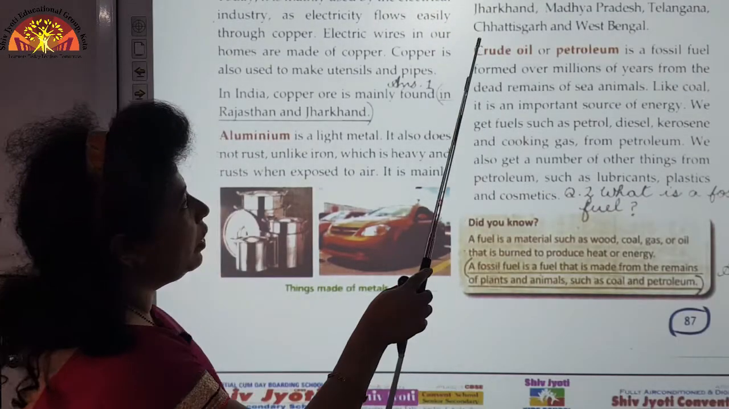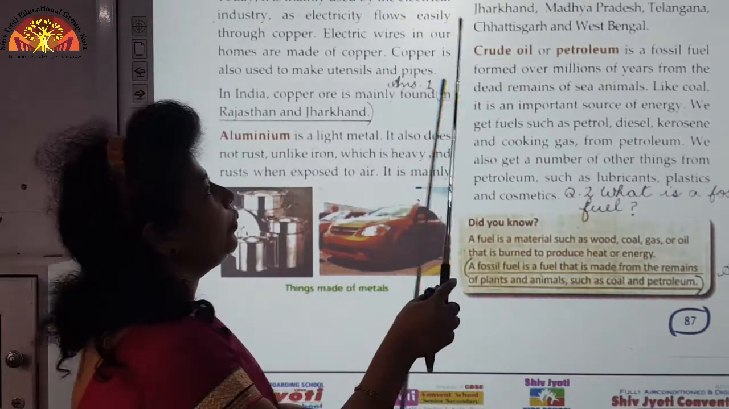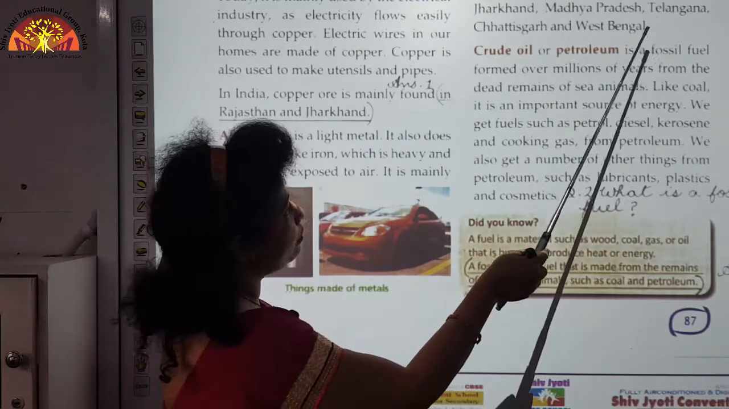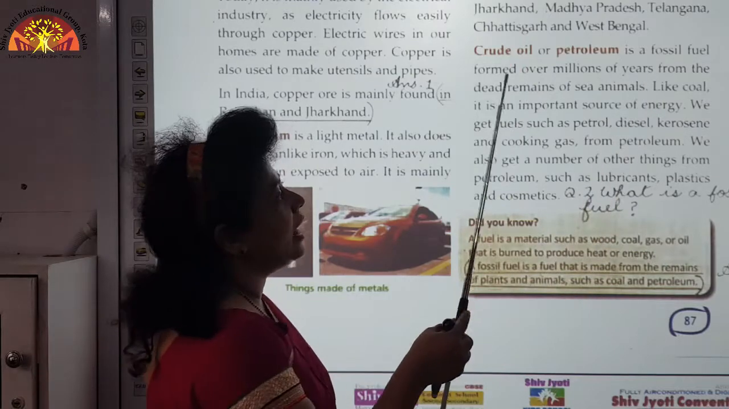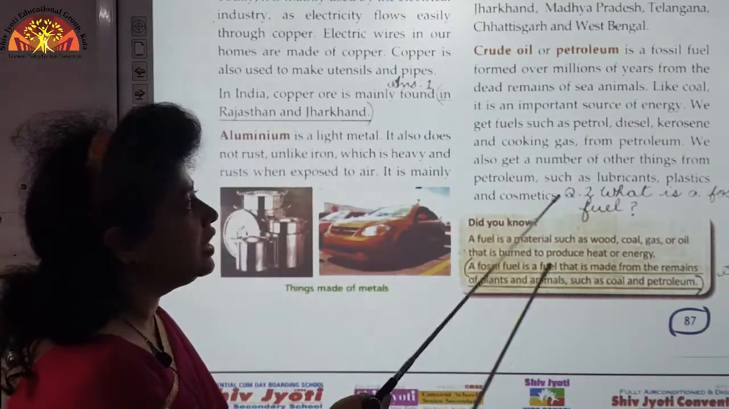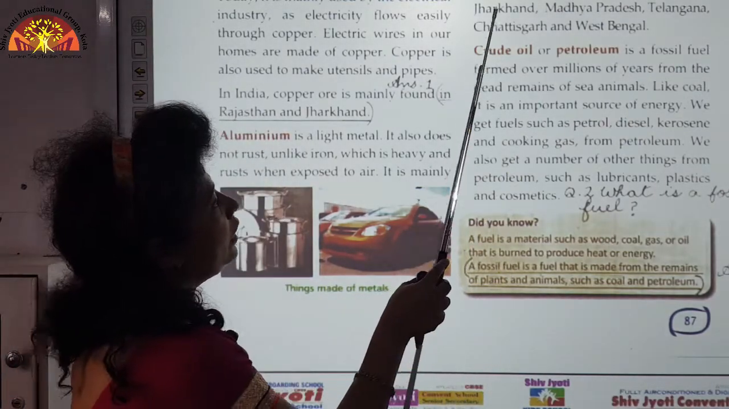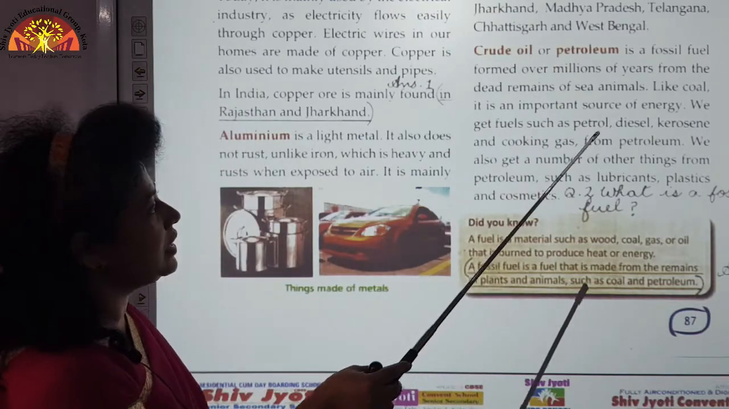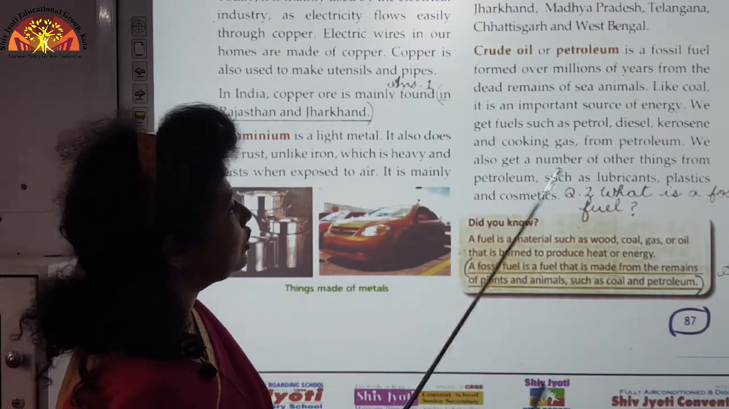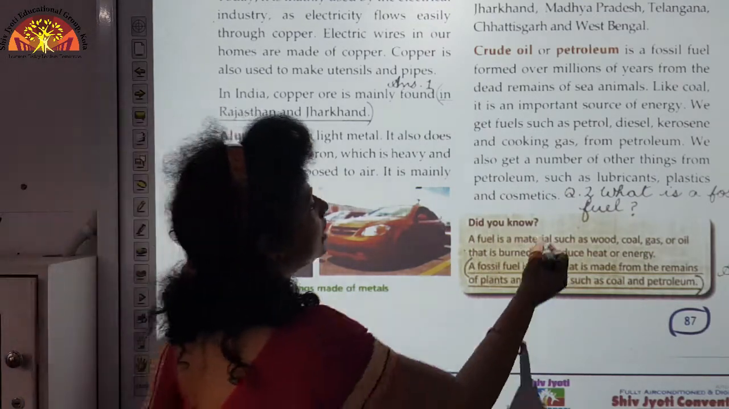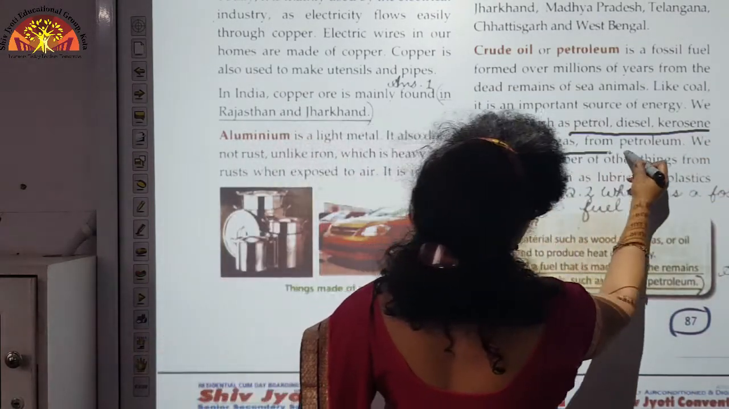Let us now discuss crude oil or petroleum. Like we discussed about coal, crude oil or petroleum is also a fossil fuel, but it is formed over millions of years from the dead remains of sea animals. Coal was found under the earth's surface, but you will find crude oil or petroleum under the sea. Like coal, crude oil or petroleum is also an important source of energy. We get fuels such as petrol, diesel, kerosene and cooking gas from petroleum.